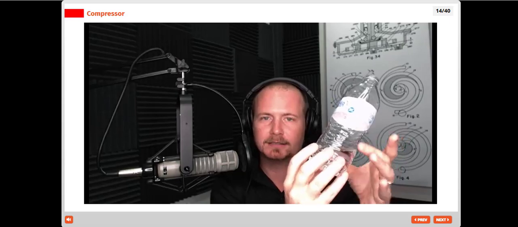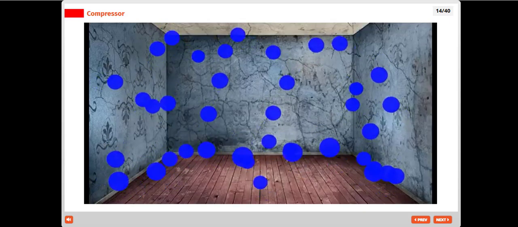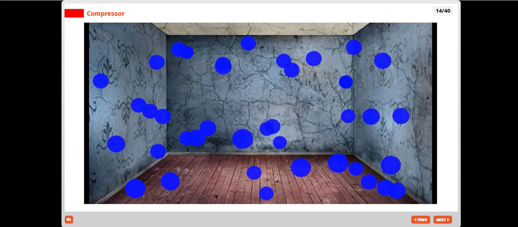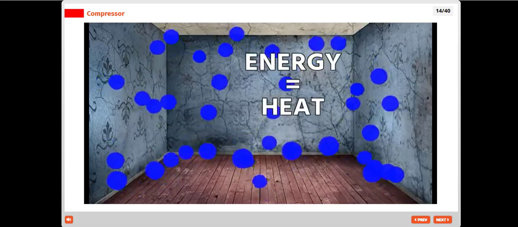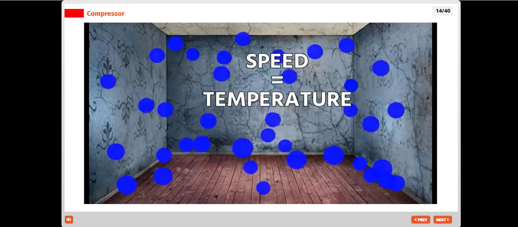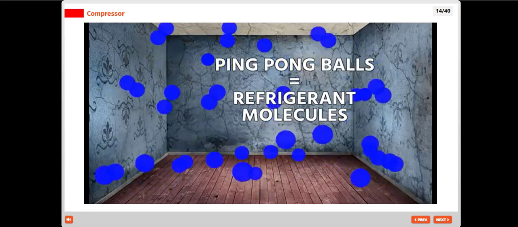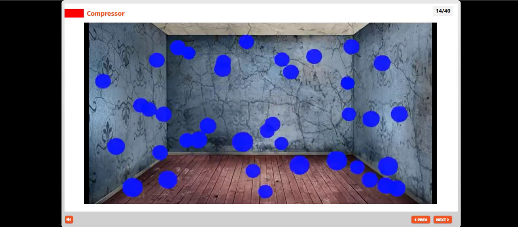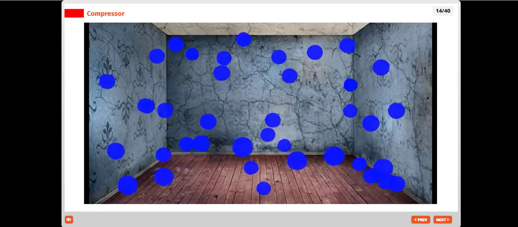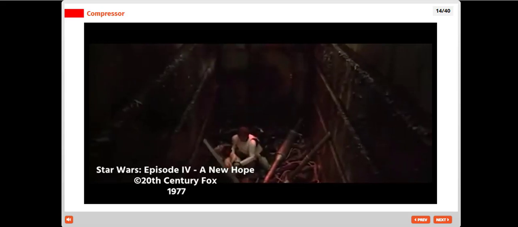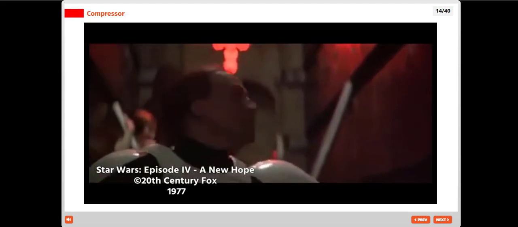So back to our room. You have this room, it's full of these ping pong balls that are bouncing. The amount of overall energy that they contain is the heat. The speed that they're moving is the temperature, and the ping pong balls themselves are the molecules. And in this case, it's refrigerant. So now imagine that one of these walls begins moving in. Imagine it's sort of like the scene from Star Wars, where the room is getting smaller and smaller and they start to be crushed, right? And so as this wall moves in, what happens to these ping pong balls?